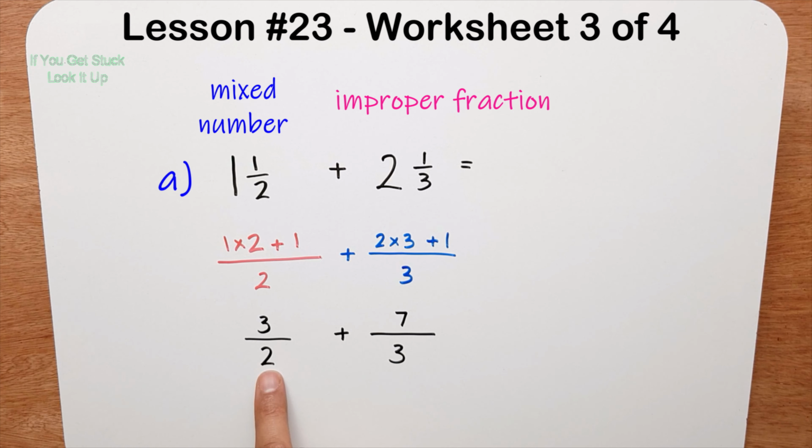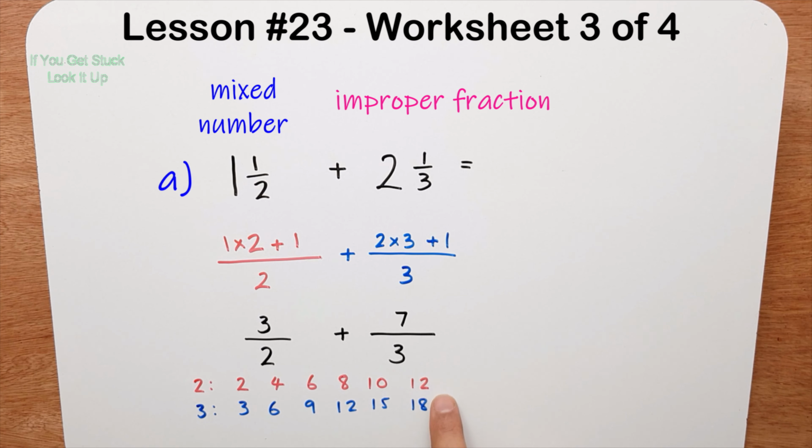But we notice that the denominators are different. So we need to find the lowest common multiple to make these two the same. So what I'm going to do is do the 2 times table. 2, 4, 6, 8, 10, 12 and so on. And then I'm going to do the 3 times table. 3, 6, 9, 12, 15, 18 and so on.